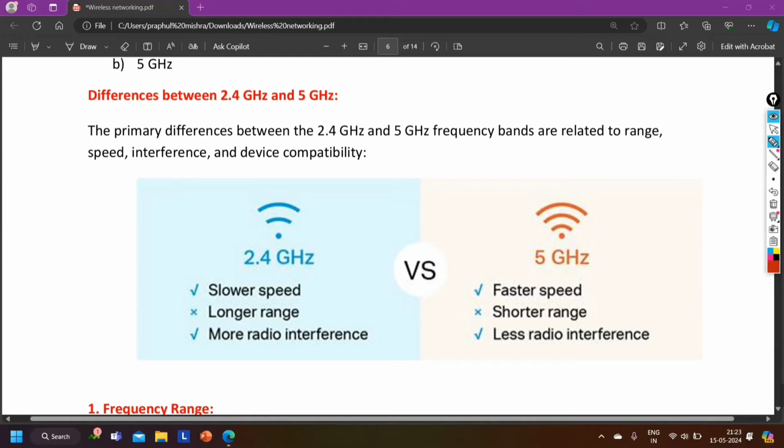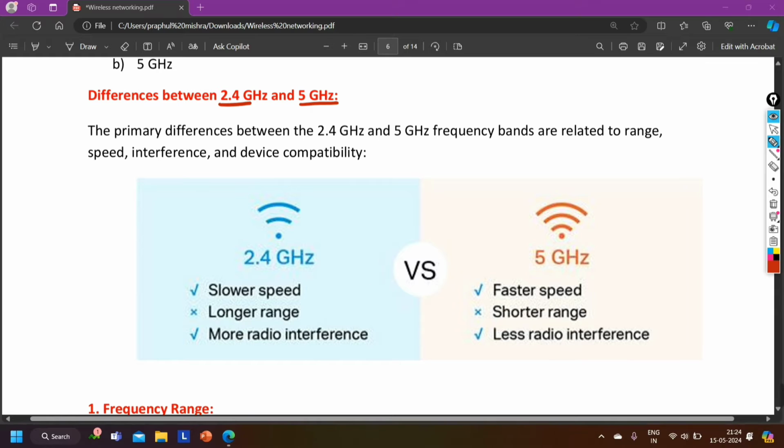Today, in this video, we are going to understand channels under the 2.4 GHz frequency and channels under the 5 GHz frequency. What are the overlapping channels and non-overlapping channels under the 2.4 GHz as well as 5 GHz frequencies.